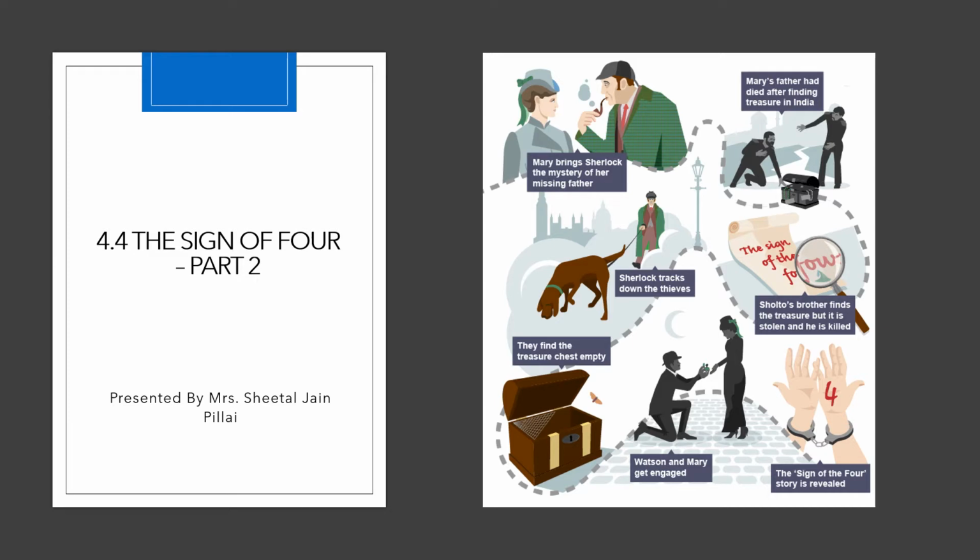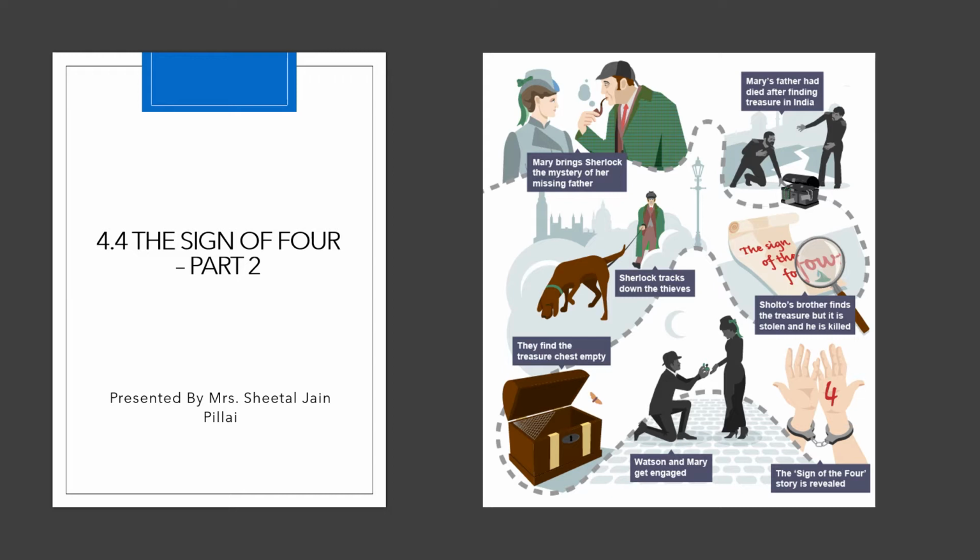This is me, Mrs. Sheetal Jain Pillai, presenting lesson number 4.4, The Sign of Four, Part 2. Those who haven't viewed my video on Part 1 are requested to go back to my channel and view Part 1 in order to be clear on the first three chapters which are included in your textbook. Part 1 gives us a recap about Mr. Watson, Sherlock Holmes and Miss Mary Maudsley's story about her missing father.